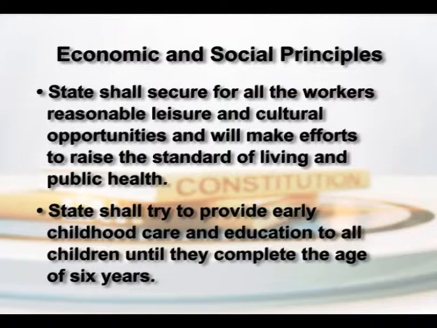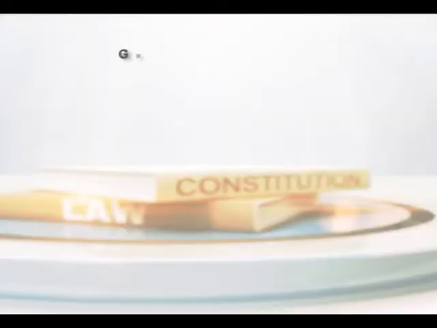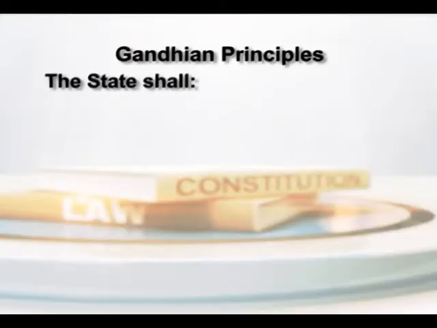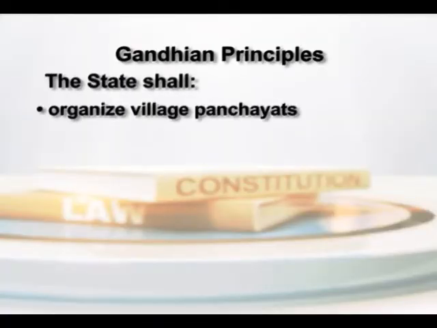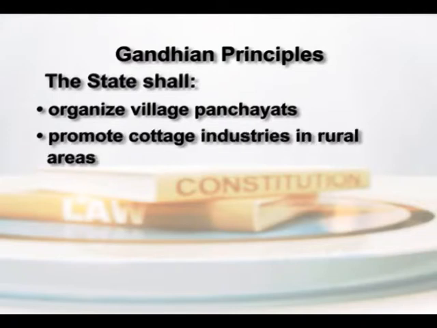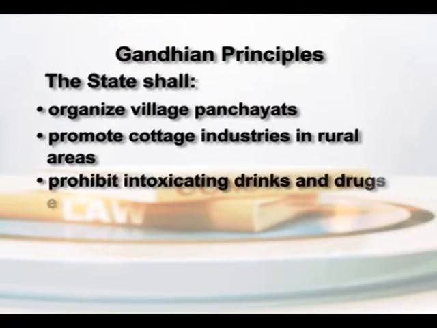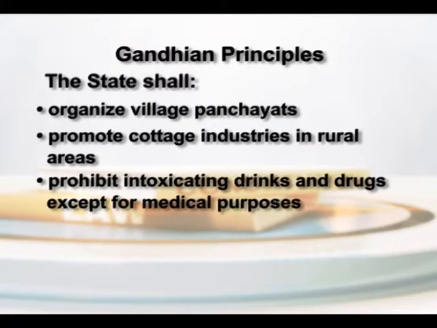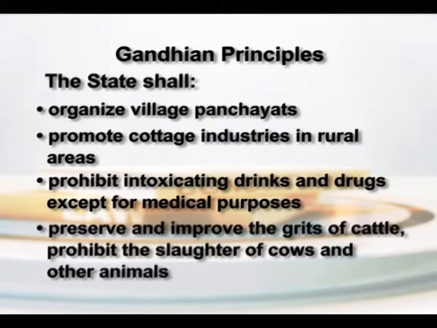There are certain Gandhian principles, that is, the principles which were advocated by Mahatma Gandhi. These principles are as follows: to organize village panchayats, to promote cottage industries in rural areas, to prohibit intoxicating drinks and drugs except for medical purposes, to preserve and improve the breeds of cattle, prohibit slaughter of cows and the like.